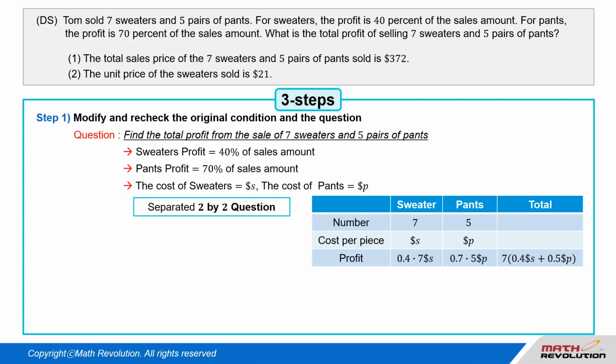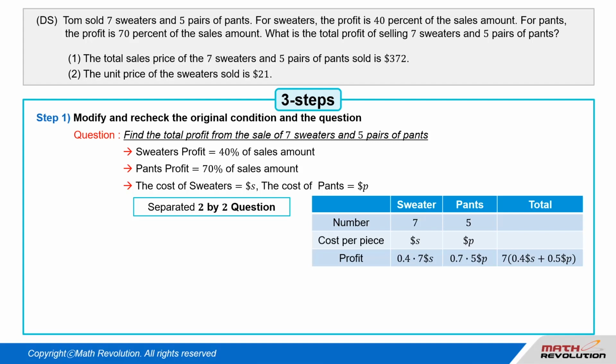Number of sweaters are 7. Number of pants are 5. Cost per piece of sweaters is $S. Cost per piece of pants is $P. Profit on sweaters is 4 times 7 times $S. Profit on pants is 7 times 5 times $P.